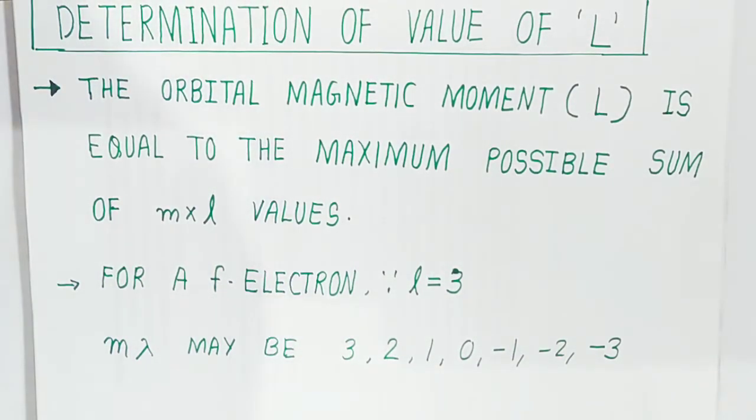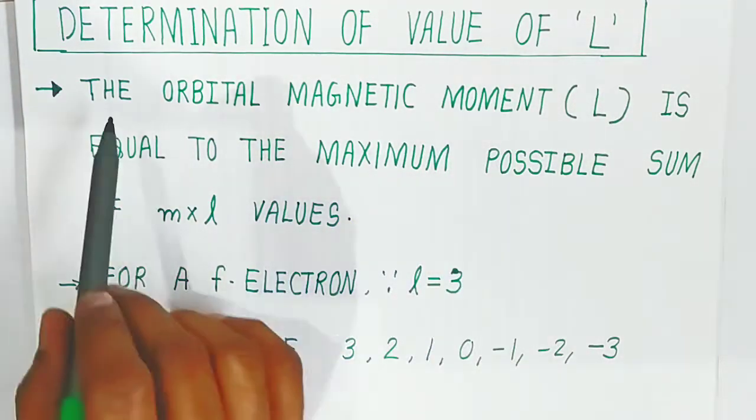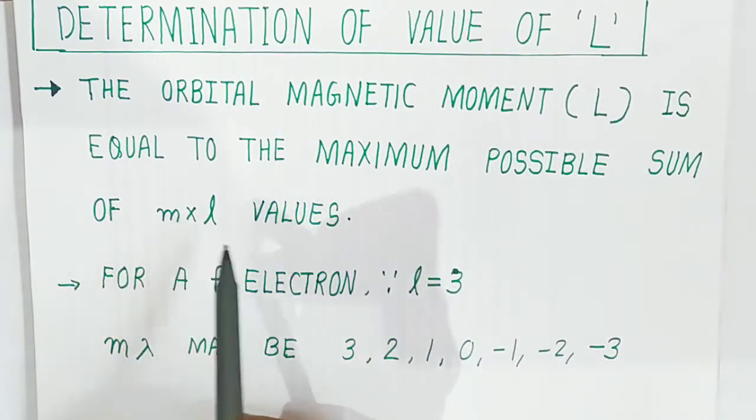Today we are going to determine the value of L. Determination of values of L. L is called the orbital magnetic moment. The orbital magnetic moment, capital L, is equal to the maximum possible sum of m into L values.